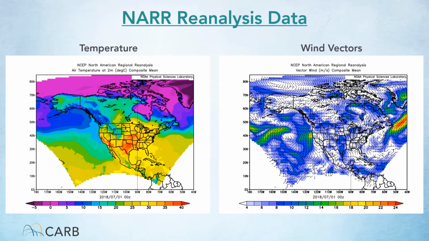This figure shows an example of NAR reanalysis data that we use to initialize our meteorological models. The figure on the left is for temperature, and the figure on the right is for wind vectors near the surface. When we look at the temperature, warm colors or higher temperatures are represented by red, and colder air temperatures are represented by blue colors. Similarly, higher wind speeds are represented by red, and calmer winds are represented by blue to white on the right near the surface.